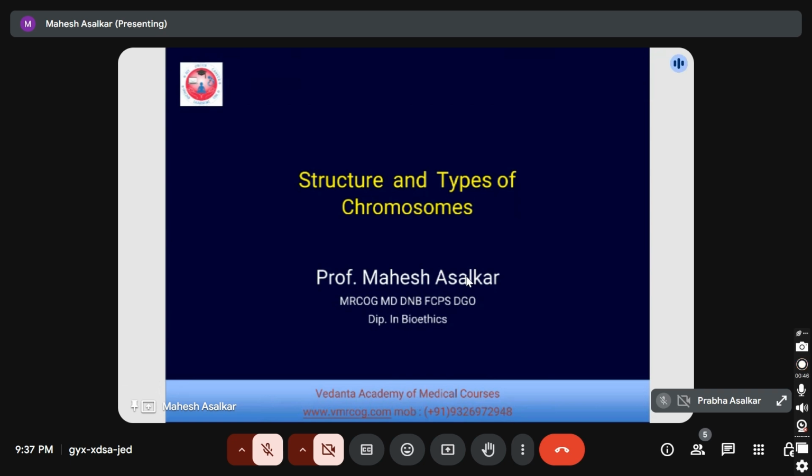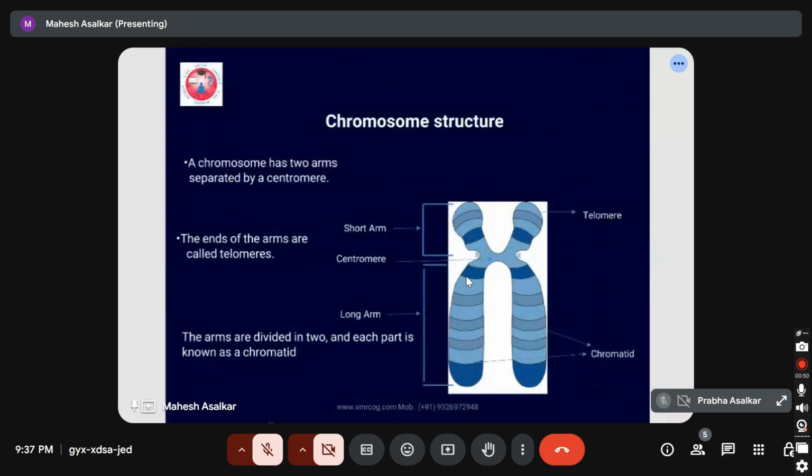So we start with the topic structure and types of chromosome. In this particular figure, the structure of the chromosome is seen. A chromosome has two arms separated by centromere. Okay, so it has got a short arm as you see in the figure, and long arm, and there is a centromere. Okay, the ends of the arm are called as telomeres. The arms are divided in two, and each part is known as chromatid.